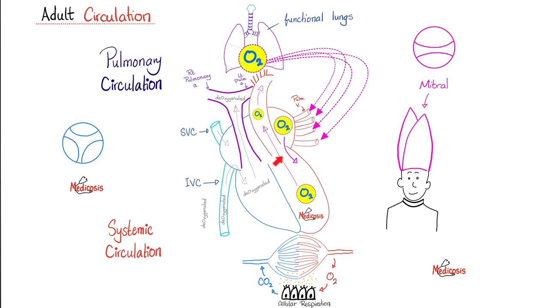Where is the mitral valve? It's between the left atrium and the left ventricle. Normally, it allows blood to go from the left atrium to the left ventricle during ventricular diastole, and then it should close during ventricular systole to prevent the backflow of blood from left ventricle to left atrium.